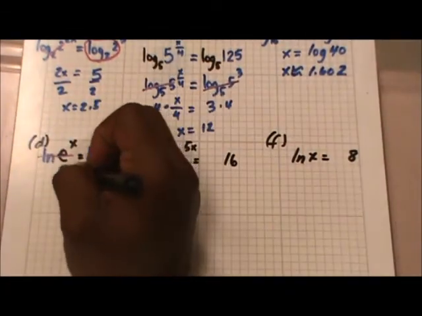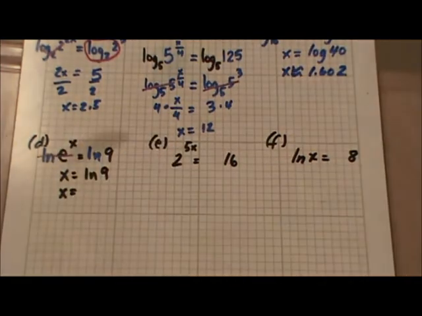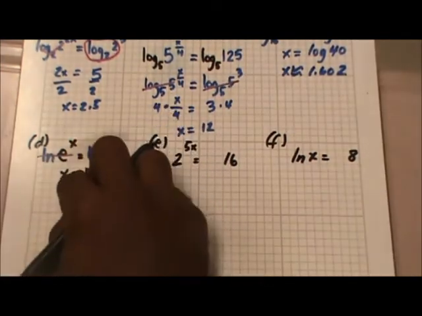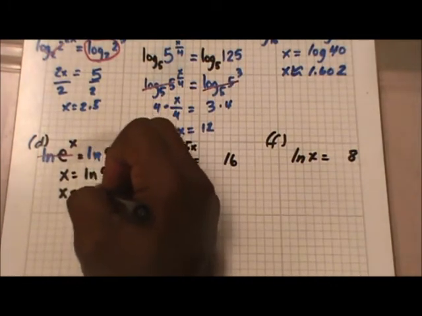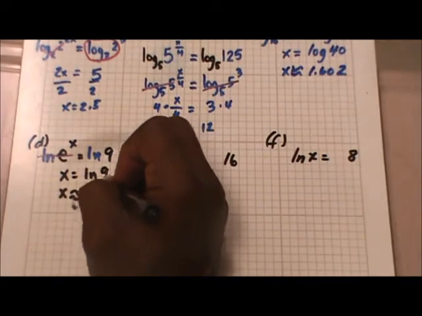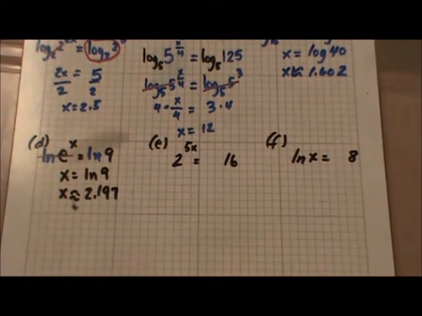I get x is equal to the natural log of 9. And in that case, x is equal to, if I round to 3 decimal places, 2.197.